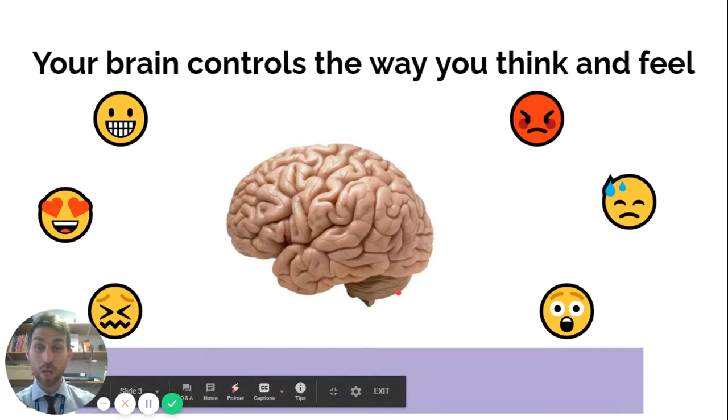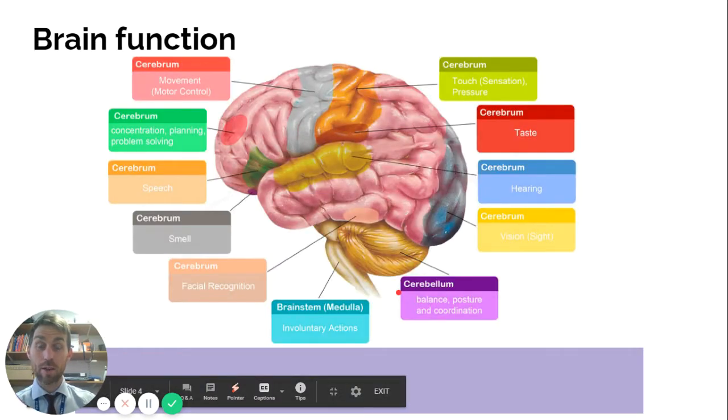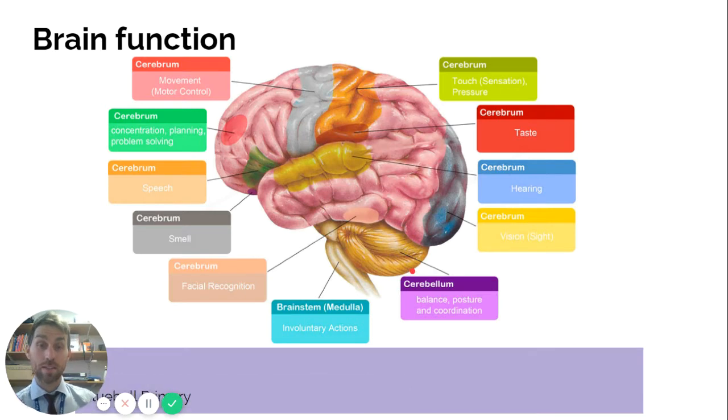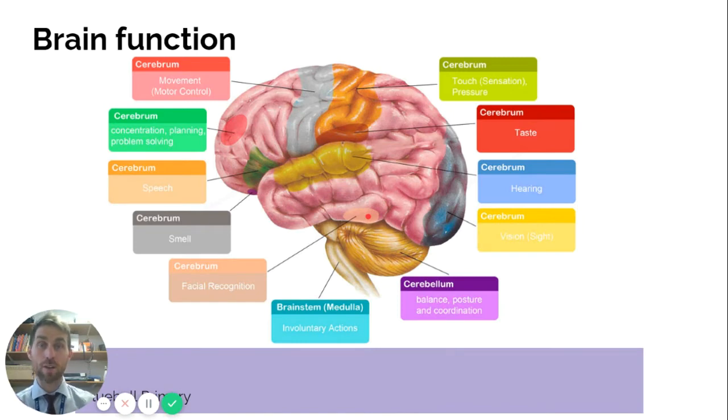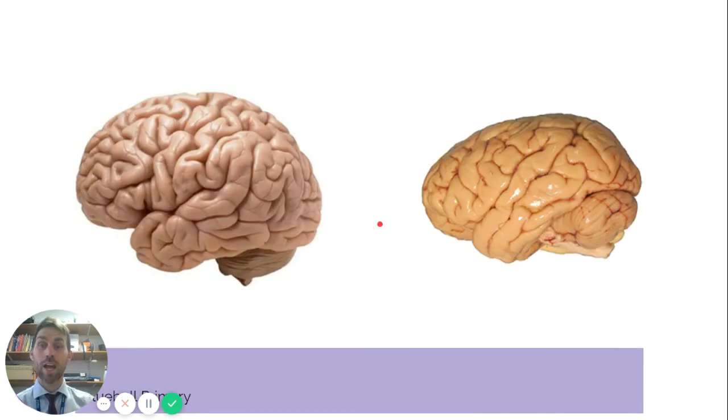If you get very technical, like this very technical picture shows, different parts of the brain do different things. The hearing is in this part, taste is in this part, balance, posture, and coordination are in this part. But today we're going to focus on two parts of the brain that you may have guessed. We're going to look at the human brain and the chimp brain.